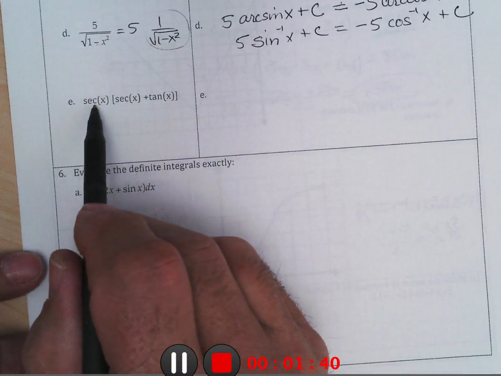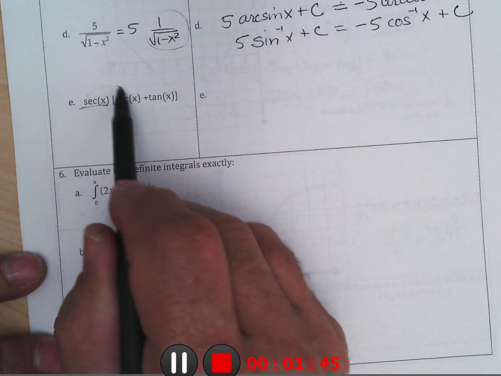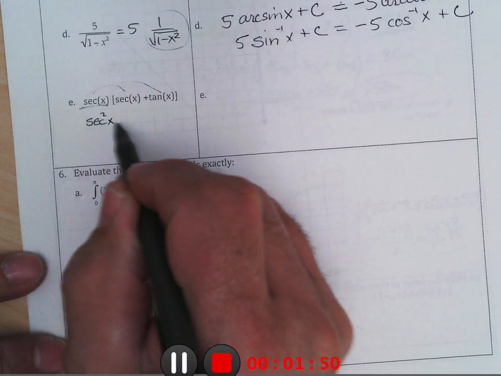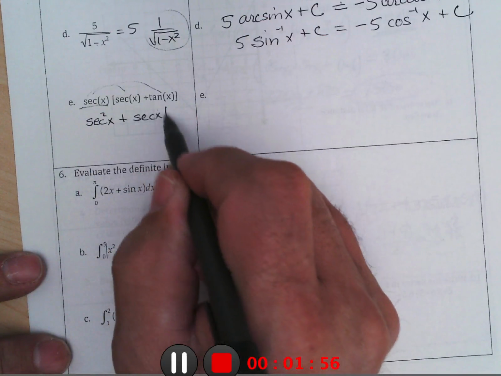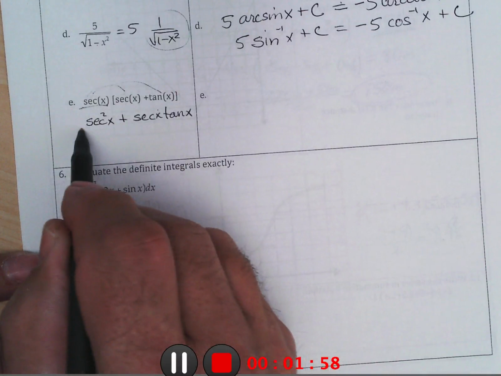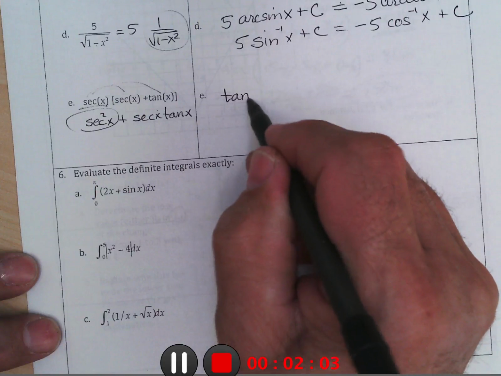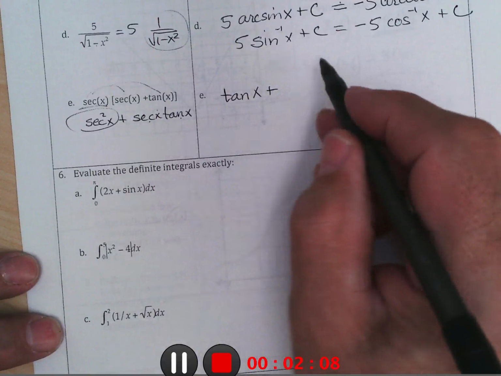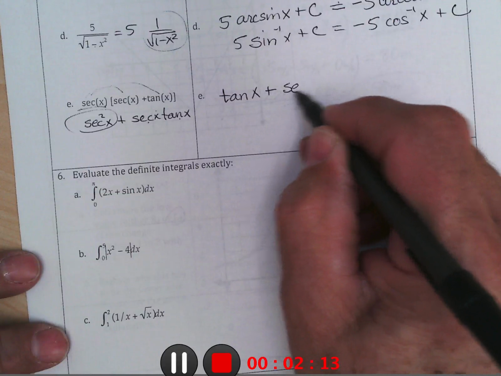And this one, well, secant by itself we don't know. But if you distribute this to these two, you get secant squared x plus secant x tangent x. And secant squared is the derivative of tangent of x. And secant of x tangent of x is the derivative of secant x.